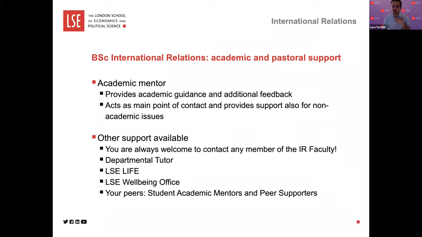Quite the contrary, there are different layers of support available in the department and outside the department within the broader school at the LSE. So first and foremost, you will all be assigned an academic mentor. The academic mentor is a member of faculty, just like me and any of my colleagues, that will be there to provide you with academic guidance anytime you have any questions connected to your degree or your courses. And also when needed, to provide you with additional feedback.